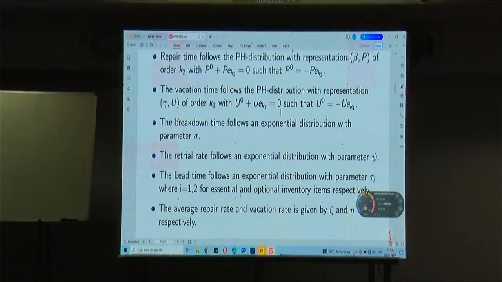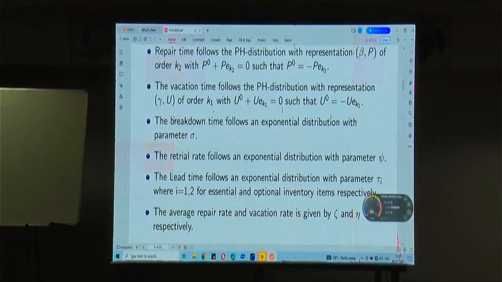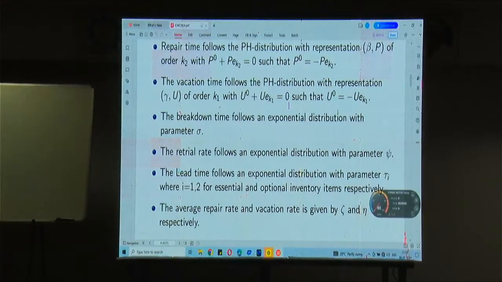Repair time follows a phase type distribution with representation beta comma p of order K2, and vacation time follows a phase type distribution with the representation gamma comma u of order K1, and the breakdown time follows an exponential distribution with the parameter sigma. The retrial rate follows an exponential distribution with parameter psi. The lead time follows an exponential distribution with parameter tau_i, where i equals 1, 2 for essential and optional inventory items respectively. The average repair rate and vacation rate are given by zeta and eta respectively.